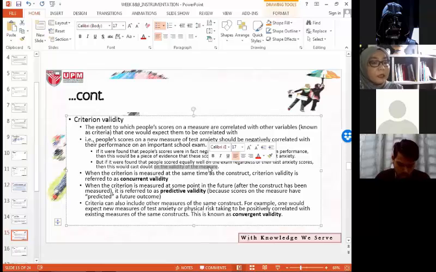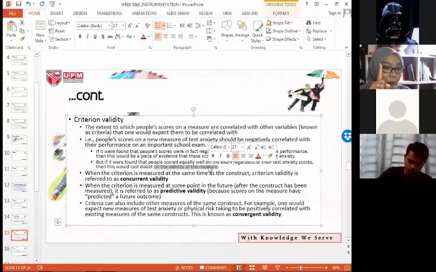Criterion validity, to reflect the criterion validity, you need to have two different instruments. In content validity, you need to have one. But in criterion validity, you need to have two instruments to compare, to check.